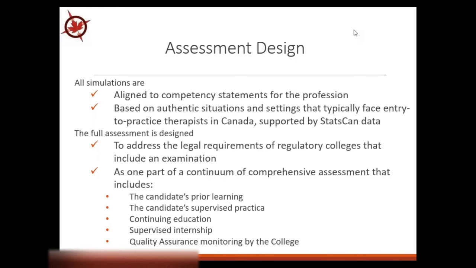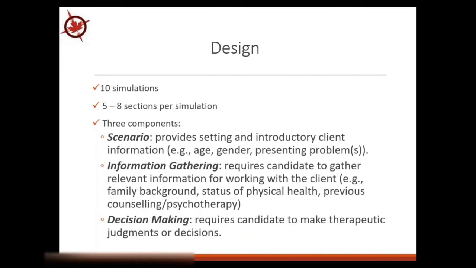So the exam is only designed as one part of a multi-faceted approach to assessment to make sure that all people who are working under the auspices of CRPO as a regulated psychotherapist are in fact eligible to be working independently and posing as much as possible no harm to the client. The design of the exam has 10 simulations. These simulations are attempts at trying to find 10 different situations that entry to practice therapists may find themselves in.